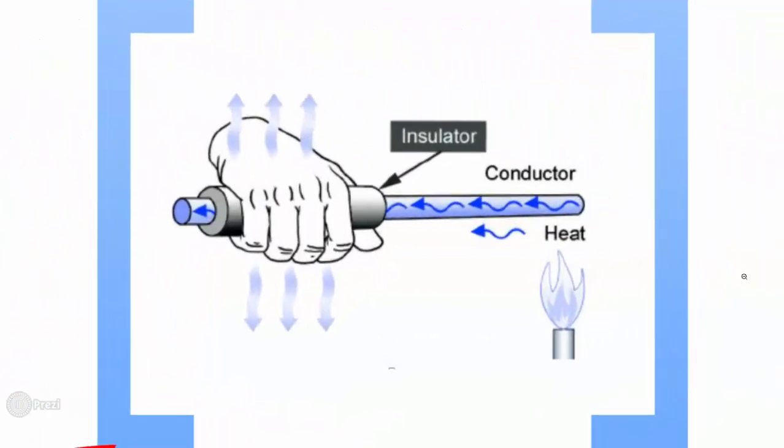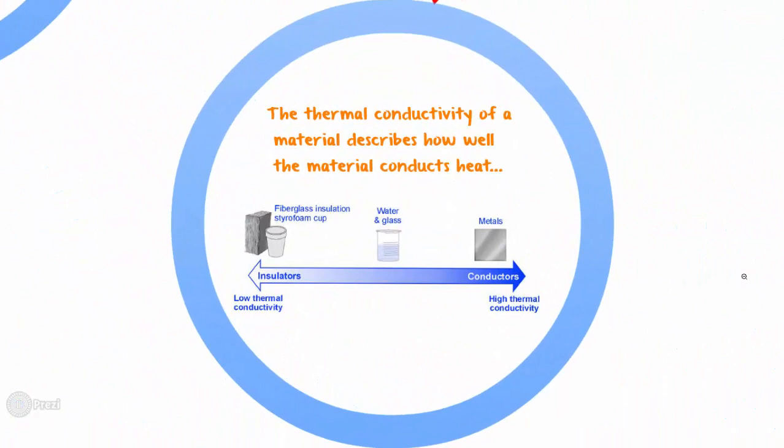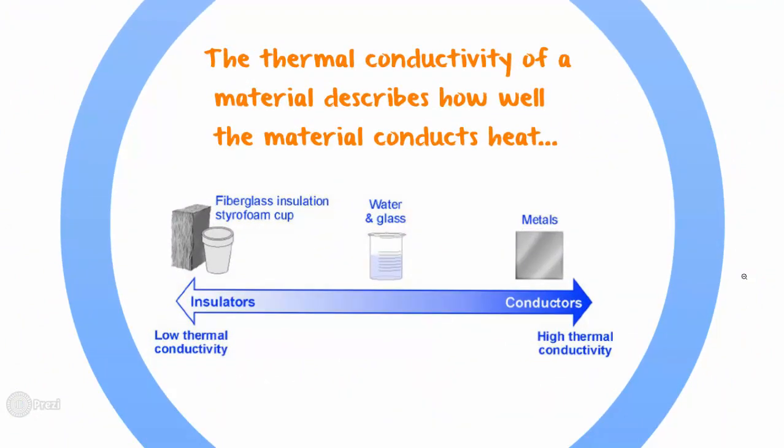And here is another figure. This figure shows the thermal conductivity of different materials and how well each material conducts heat. Water is in some kind of neutral position, whereas a fiberglass-insulated styrofoam cup is reluctant to conduct heat. On the other hand, metals show a high conductive property as they contain conducting or floating electrons.